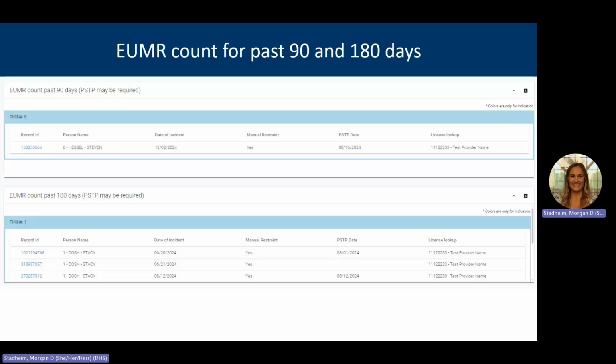These next two reports help providers count the number of emergency uses of manual restraint, or EUMR, in the past 90 or 180 days. Counting EUMR is necessary to identify when a positive support transition plan must be submitted to DHS. A positive support transition plan is required after 3 EUMRs in 90 days or 4 EUMRs in 180 days. If your report shows any counts meeting that threshold, fill out and submit DHS Form 6810. Instructions for the Positive Support Transition Plan can be found under DHS Form 6810B. Links to both documents can be found in the MIRS within the Application Instructions dashboard.